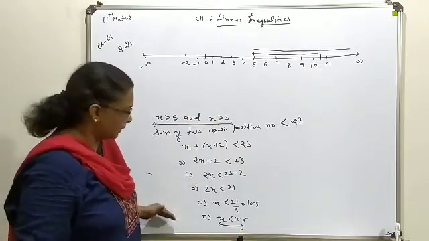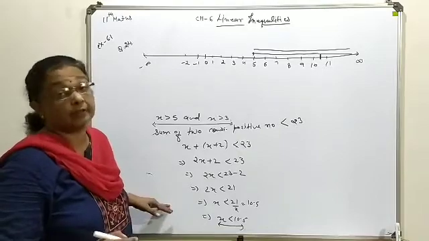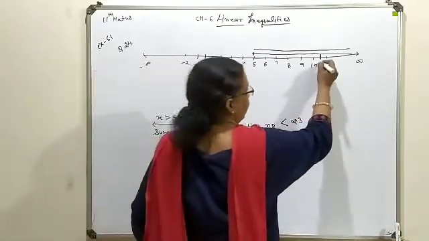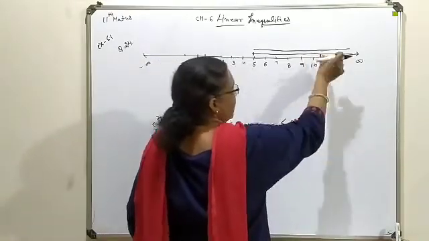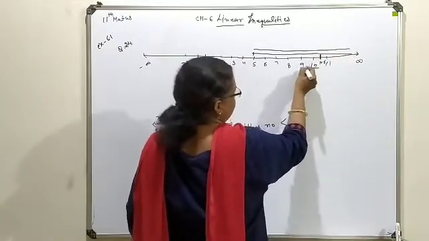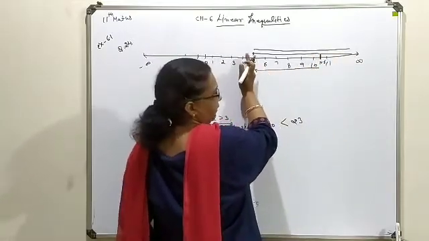Secondly, come to the inequality in which x is less than 10.5. This is our 10.5. Less than means you have to move towards this direction. You are restricted at the number 5 only.